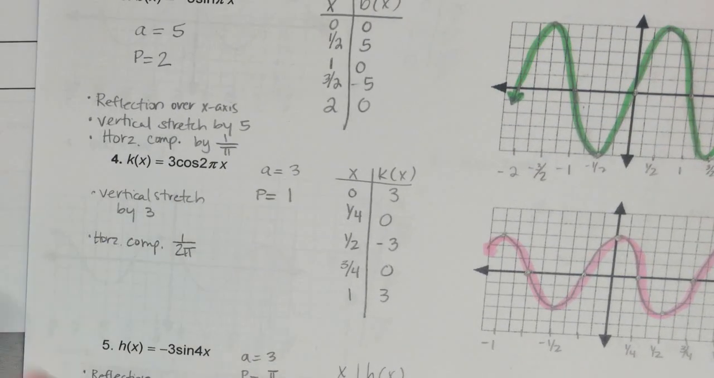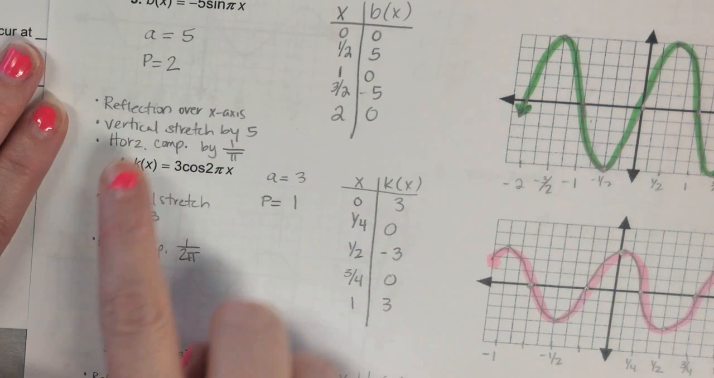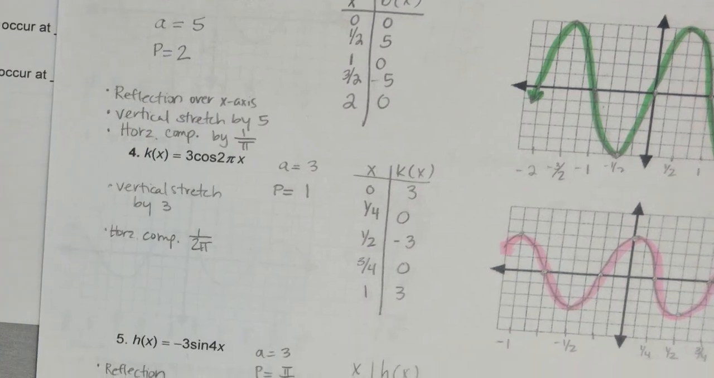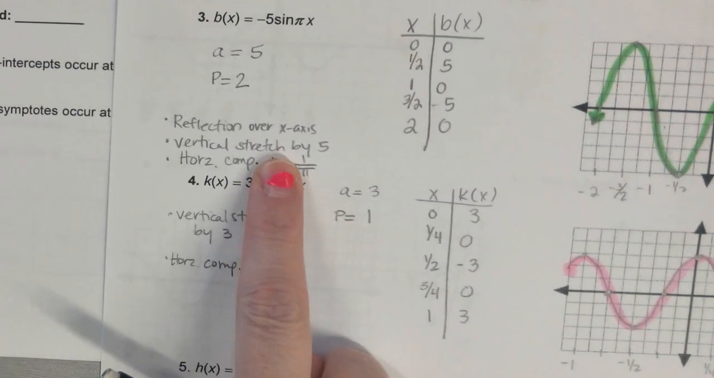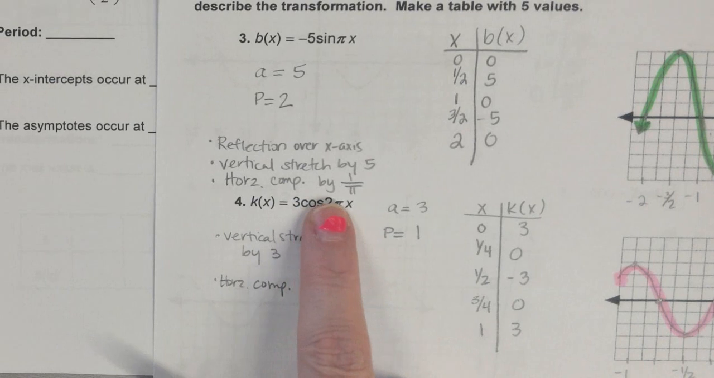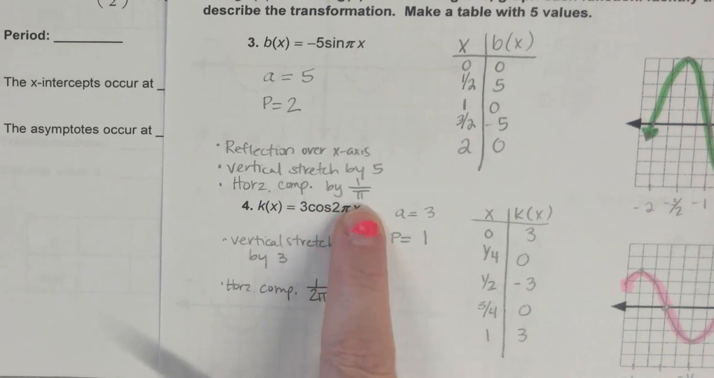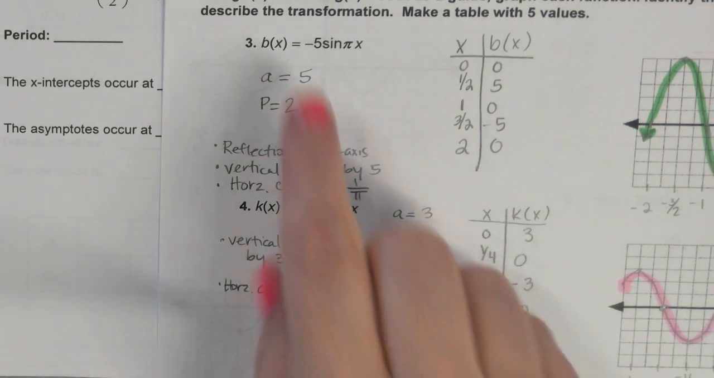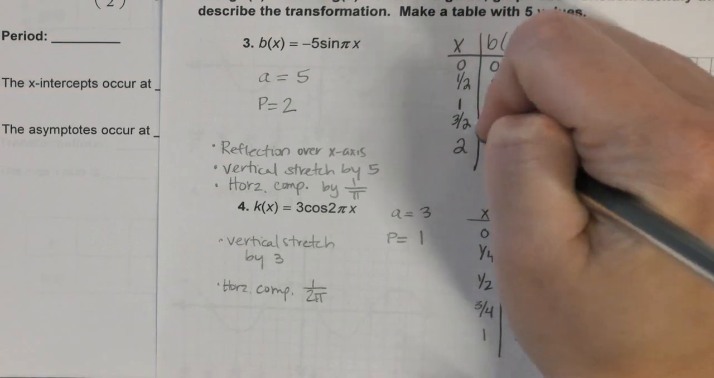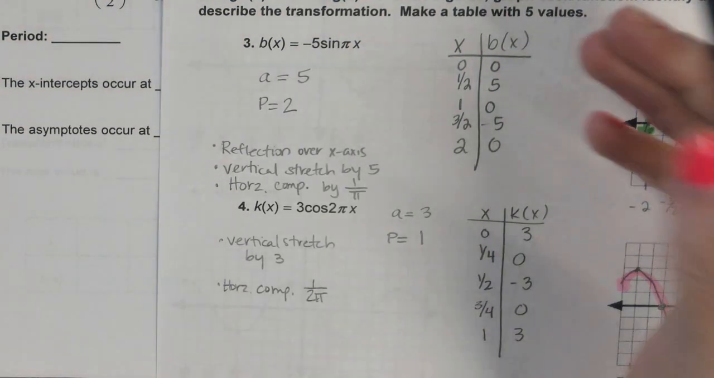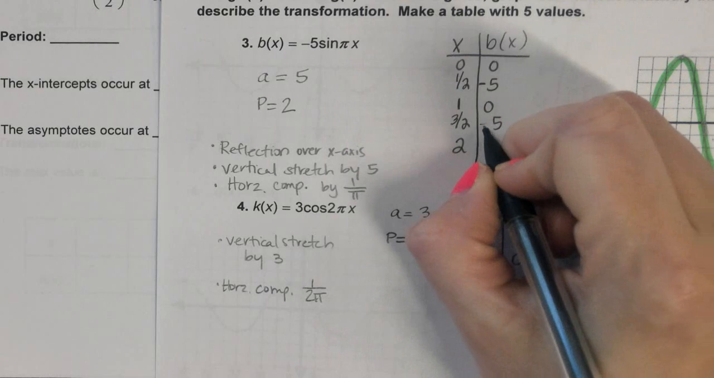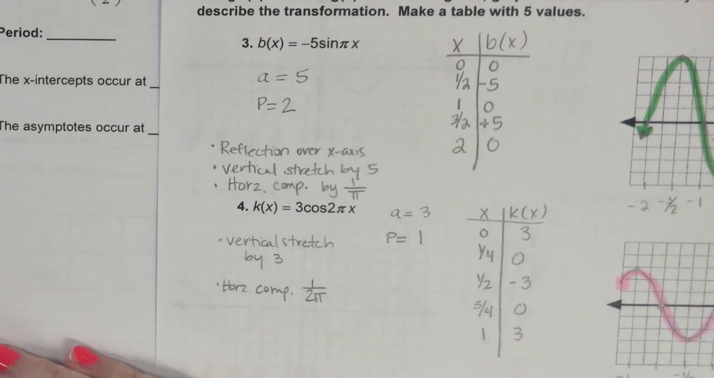Okay, so the A value is 5, the period is 2. It's a reflection over the x-axis. There's a vertical stretch by 5, a horizontal compression by 1/pi. Now, for this one, because there's a negative, we have to flip-flop these. So this should be -5 here. This one should be +5.